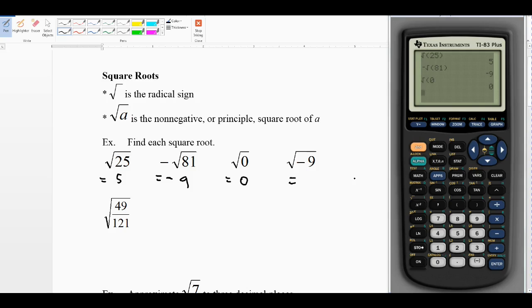Now we come to the square root of negative 9. What number squared is a negative 9? If you type that in, you're going to get a non-real answer. So, let's talk about this one for a second. If we're on the real number system, we'll say there's no real number. But if we're dealing with imaginary numbers or complex numbers, there is a number.